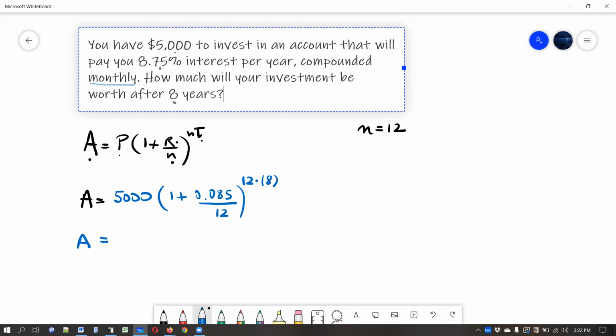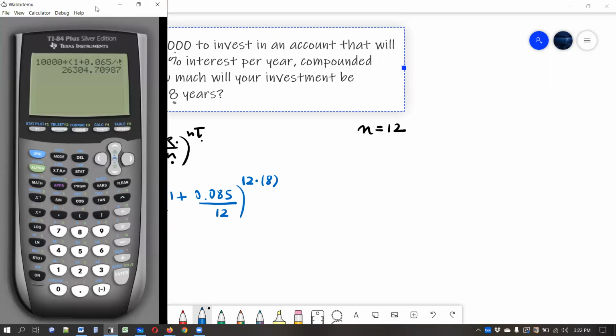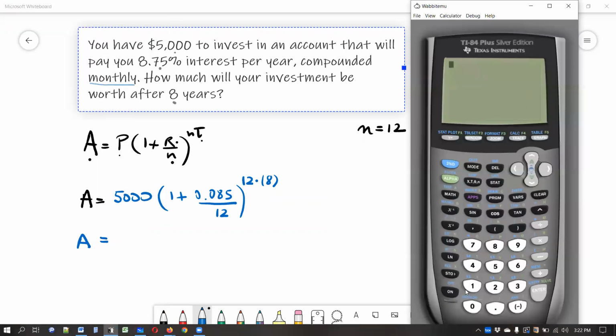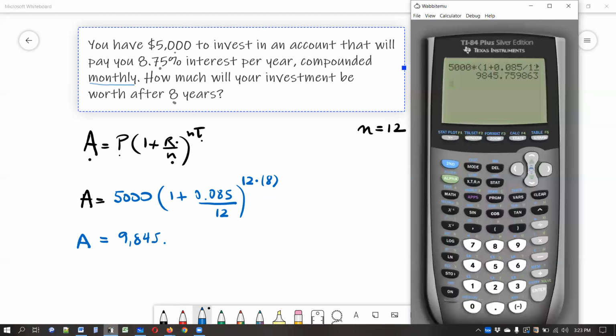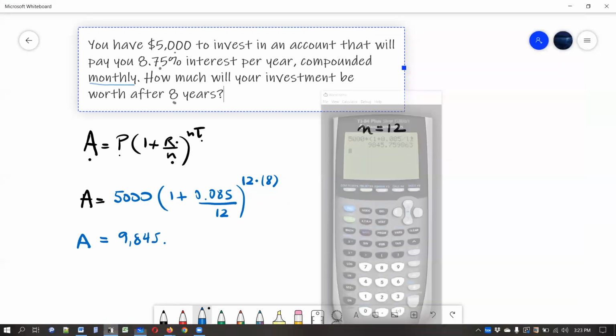So this is my problem. And all I have to do now is use the calculator to get the answer. So let's do it here again. So 5,000 times parentheses 1 plus 0.0875 divided by 12, close parentheses, raised to the power, and I need to do 12 times 8, which I know is 96, so I can write 96 here immediately, or you can write 12 times 8. That's fine. And my answer is 9,845 point approximately 76 cents.